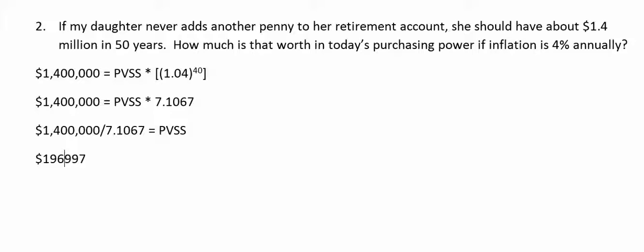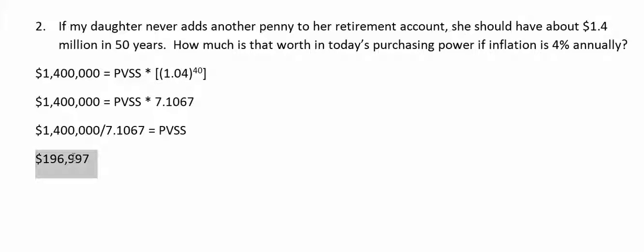So you can see that in today's purchasing power, inflation hurts a lot. Basically, you have to ask yourself, could you live off about $196,000 saved for retirement? Would that be enough to last you throughout your retirement? And the answer is probably no. So, is 1.4 million going to be enough for her to survive throughout her retirement? No, probably not. Because remember, things are going to cost so much more 50 years from now.